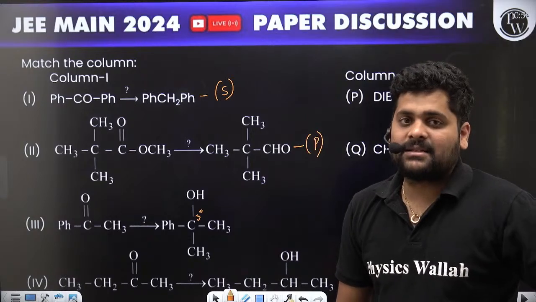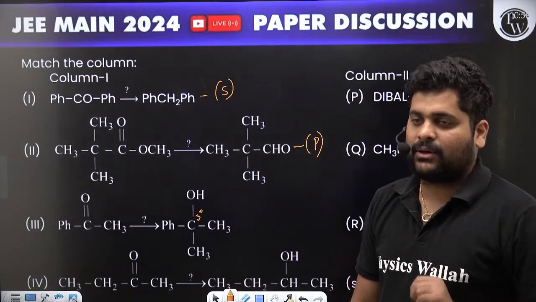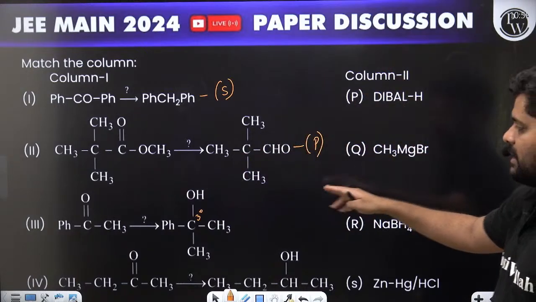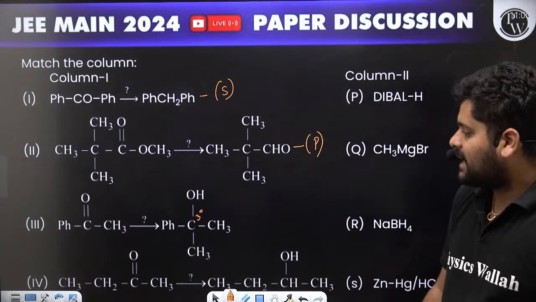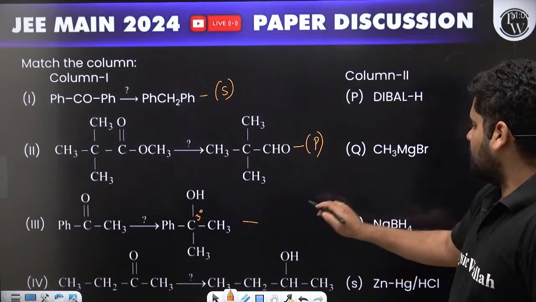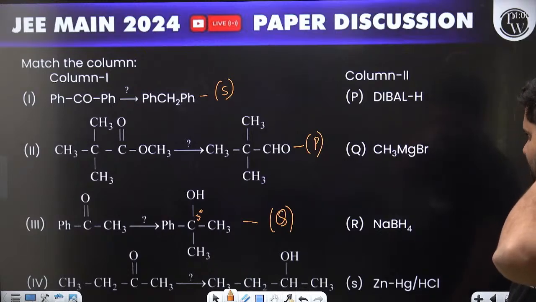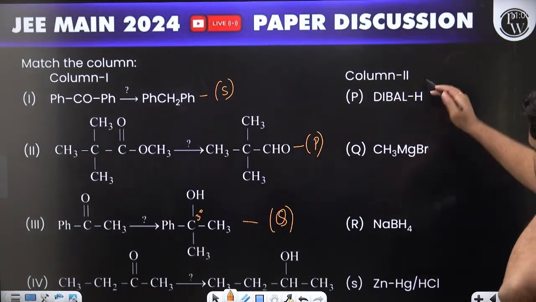Other aldehydes with the Grignard reagent give 2-degree alcohols. Ketone plus Grignard reagent gives a 3-degree alcohol. The correct answer for this is Q. So 3 should go with Q, and 4 obviously would go with what is left?